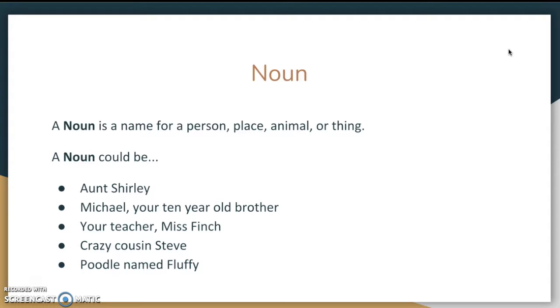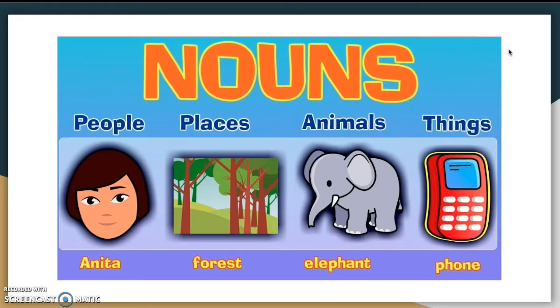Here's a picture to show you what a person, a place, an animal, or a thing looks like. And again, they give you more examples. An example of a person would be Anita. An example of a place would be the forest. An example of an animal would be an elephant. And an example of a thing would be a phone.